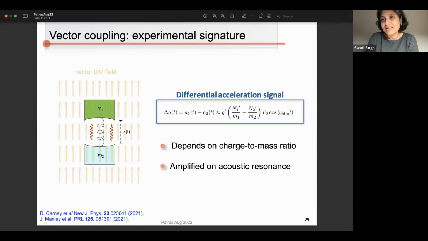Another example is vector dark matter that couples to, for example, baryon or baryon minus lepton number. This kind of thing would give you a differential acceleration signal. This is also another example of, if every mass is accelerating, how do you know you're accelerating in a dark matter field? If you have a material dependent acceleration, then you connect to materials that have different composition, and then you would have a differential acceleration, and that can be measured. And this effect is further amplified on an acoustic resonance. So that's the general idea behind vector dark matter detection.